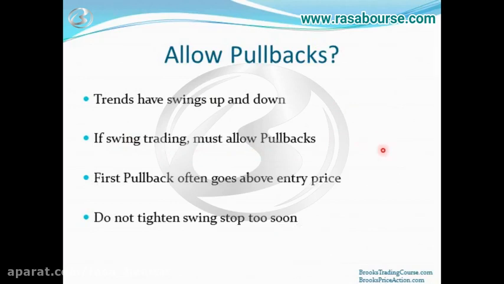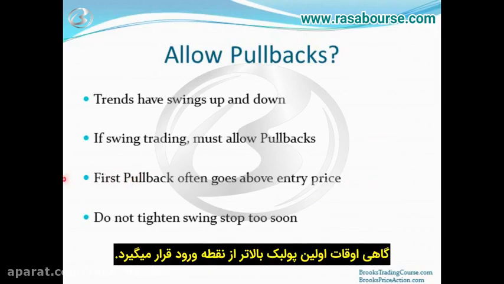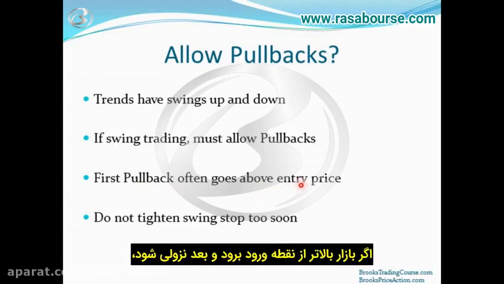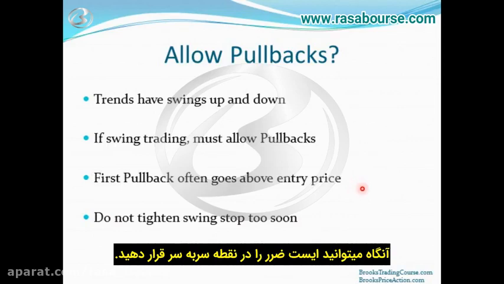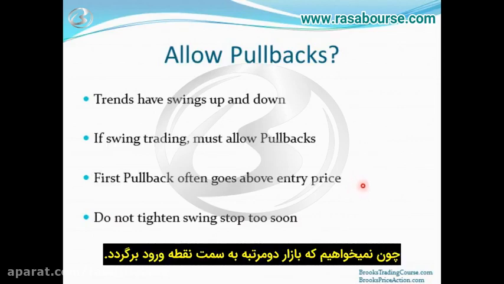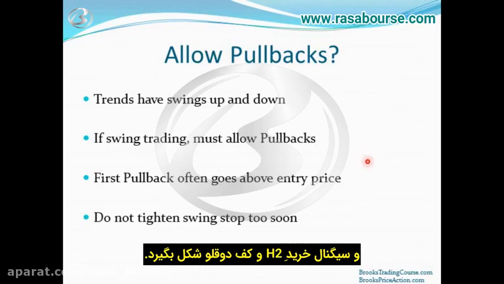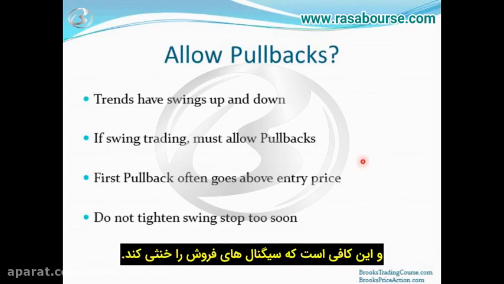Sometimes the first pullback goes all the way above your entry price, so don't tighten your stop too soon. If it goes above your entry price and sells off again, then put your stop to break even, because you don't want the market to come back to your entry price a second time, because the bull trend will probably be resuming. You'd have a high 2 buy signal and a double bottom, and that would be enough to erase whatever selling has been in effect.